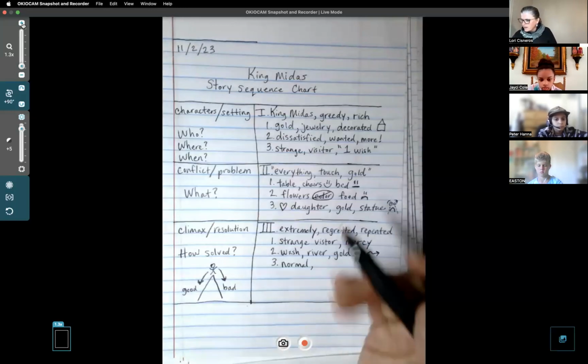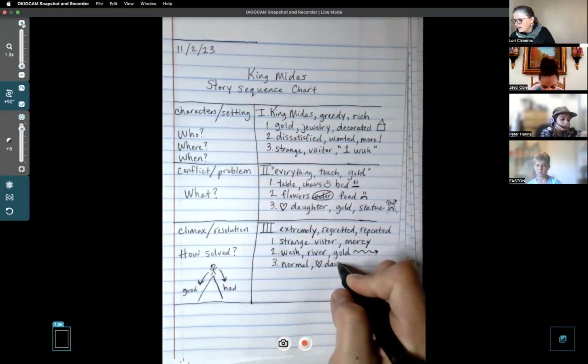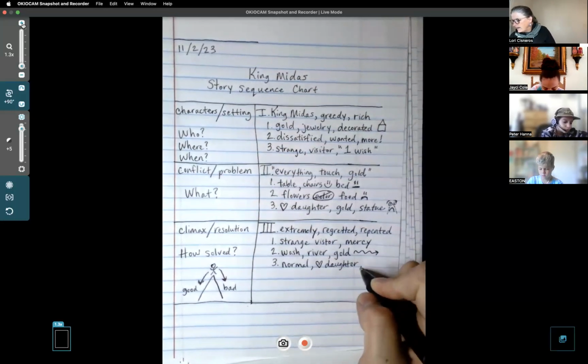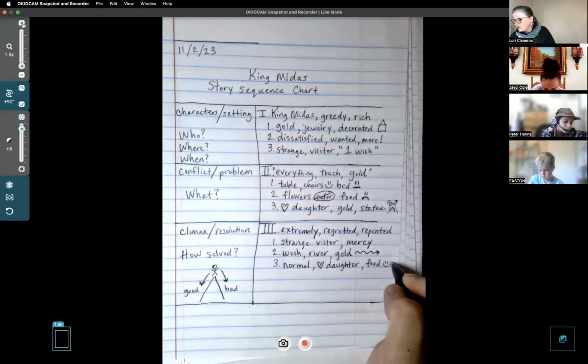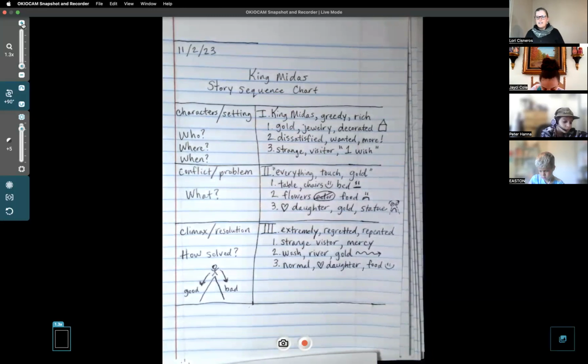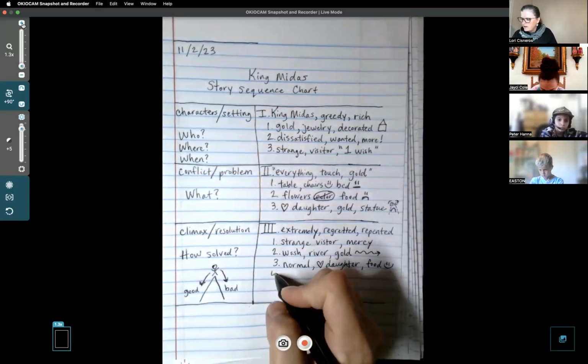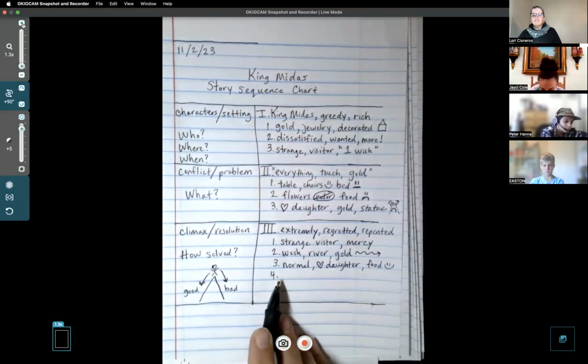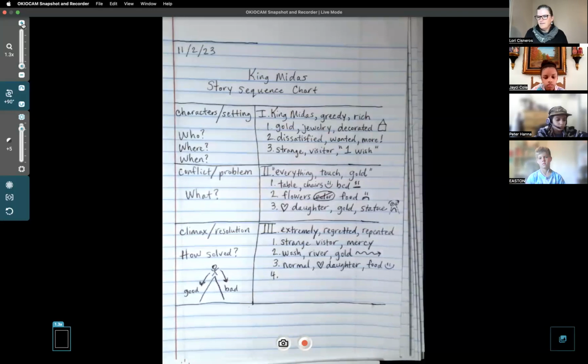So I'm going to put heart, daughter, and food, and a happy face to remind me everything was back to normal and he could eat his food again. But there's still one more thing that happens at the end that was really important for us to put on our sequence chart here. So I do want you to add a number 4 underneath here, because this is kind of like the whole point of the story at the end, right? So King Midas is a changed man. He's a totally different person than he was in the beginning.